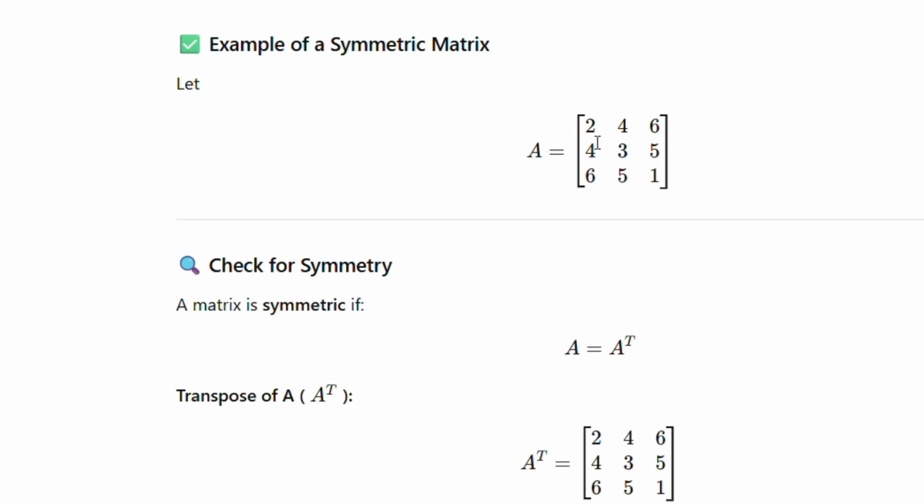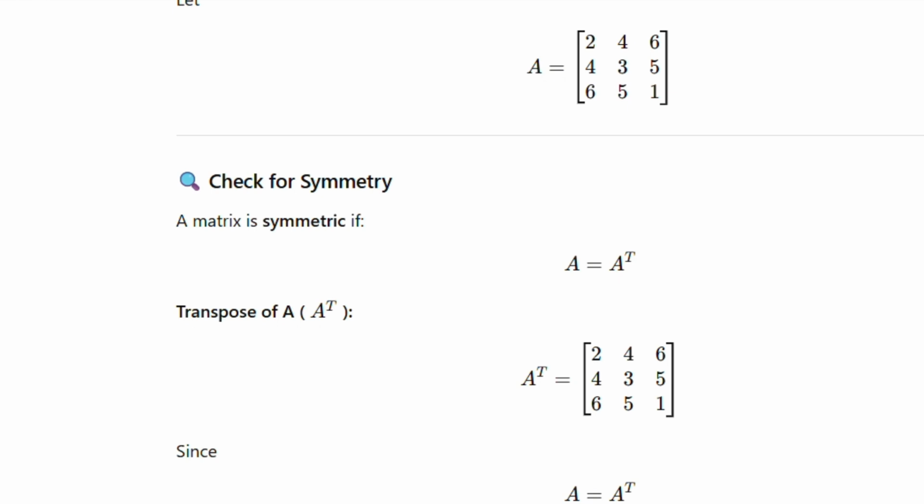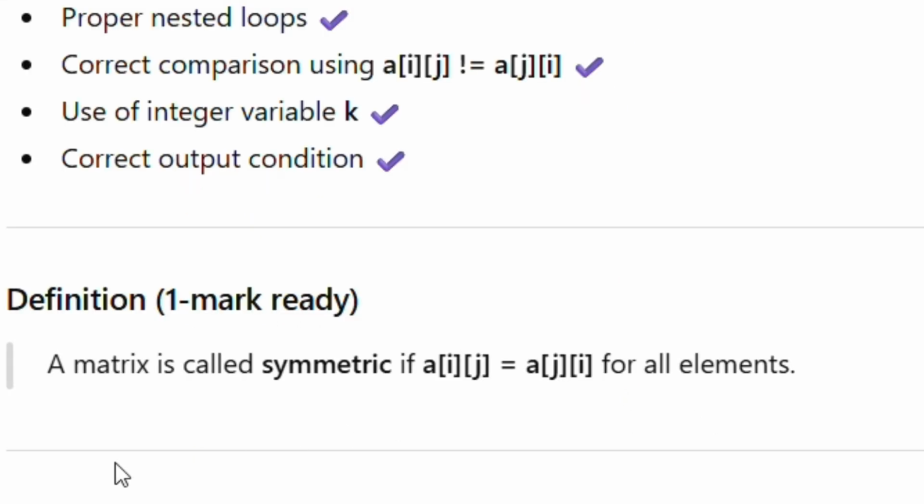This is the first row, this is the first row, this is the second row, the third row, all are equal. Each corresponding element is equal. So this is a symmetric matrix. A matrix is called symmetric if Aij equals Aji for all elements.